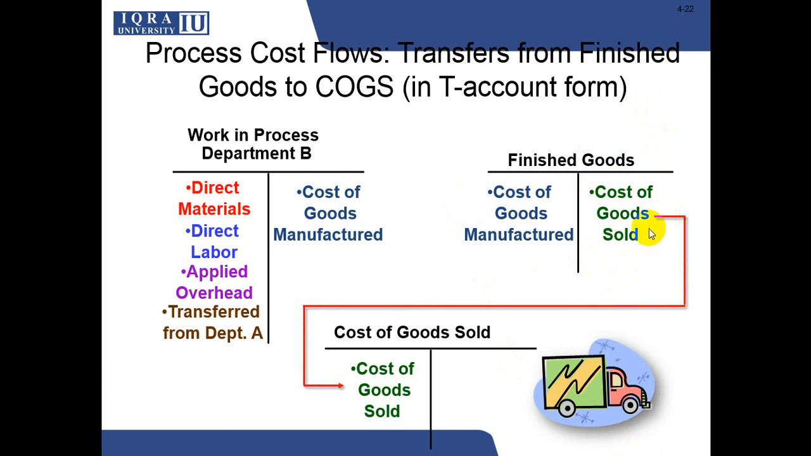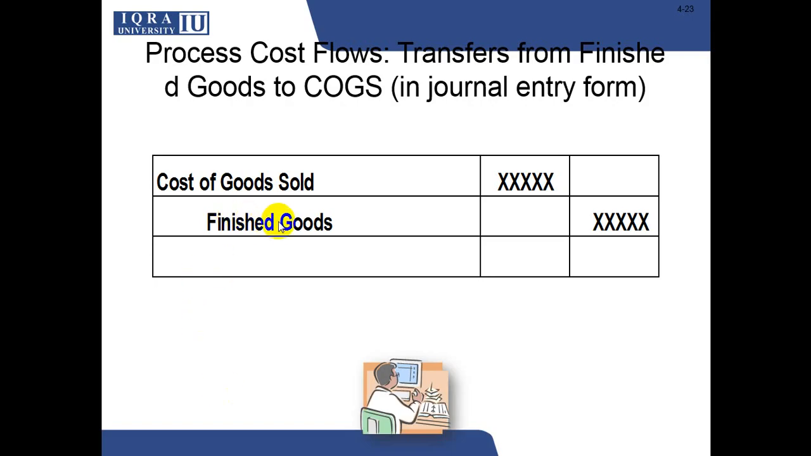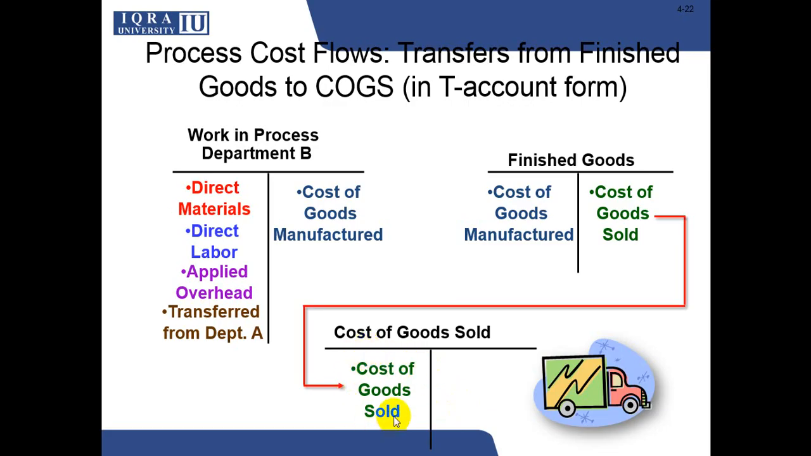Now it is sold to the customer. When it is sold to the customer, from finished goods it goes to cost of goods sold. What we get from the finished goods account is the cost of goods sold, and the cost of goods sold is transferred to its account, right? So finished goods is credit and cost of goods sold is debit. See here, cost of goods sold debit and finished goods credit, right? It means transfer from finished goods to cost of goods sold. It means the organization has sold the product, right?